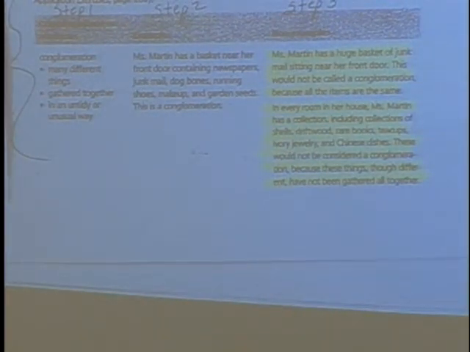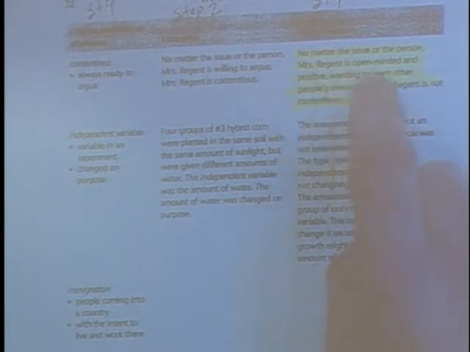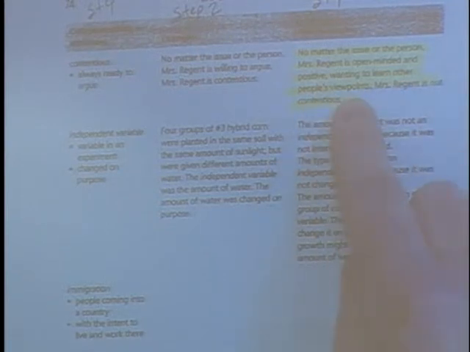Let's look at another example. Contentious, because remember, this is the one that only had how many attributes? Okay, let's look at our example first. No matter the issue or the person, Mrs. Regent is willing to argue. Mrs. Regent is contentious because she's always ready to argue. Okay, here's our non-example. No matter the issue or the person, Mrs. Regent is open-minded and positive and waiting to learn from other people's viewpoints. Mrs. Regent is not contentious.